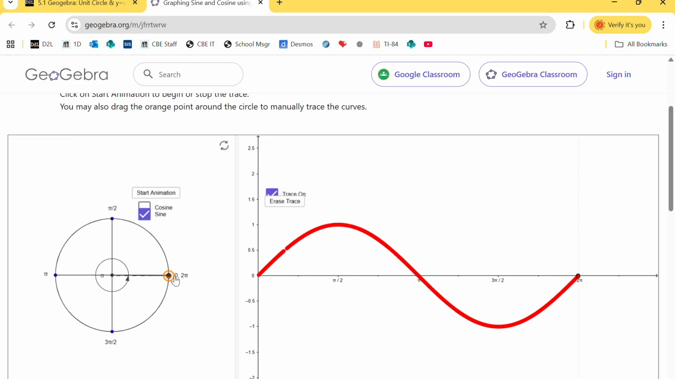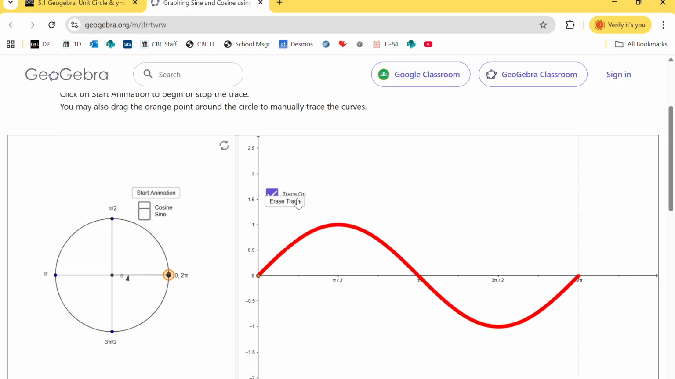That's the sine function. Okay, so I'm going to erase the trace. Okay, let's start over, and I'll let the animation go by itself. So there it goes. So that's the sine function, literally going full circle from a unit circle to Cartesian coordinate system. Okay, so let's stop that animation. Let's bring it back to 0.